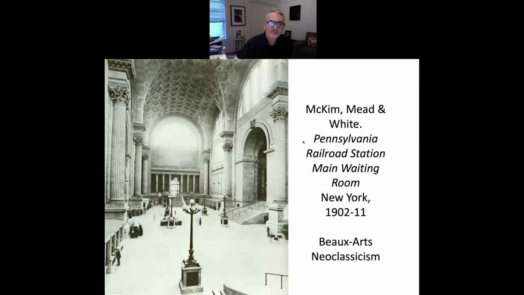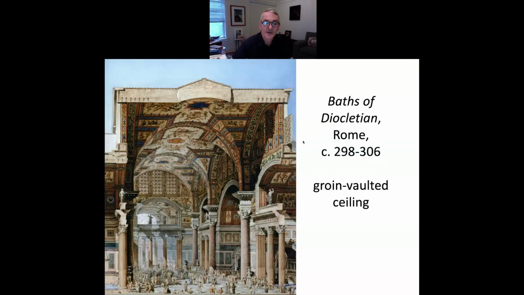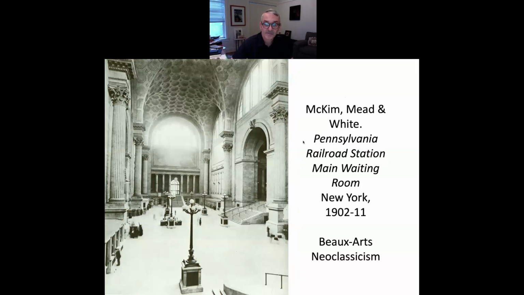Here is Pennsylvania Station in New York City, which unfortunately is demolished. But you can see that this Beaux-Arts style of neoclassicism that was popular in the late 19th and early 20th centuries used a lot of the same, this big heroic Roman architecture was their model. So there's really no effort to hide the influence of the Romans here.